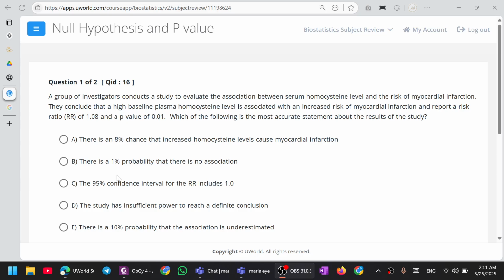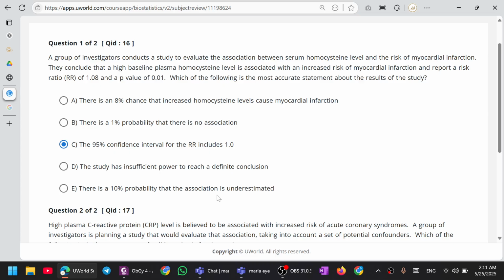Maybe the p-value is clinically significant, isn't it? Yeah. Risk ratio. Oh, I don't know. Okay. Next.